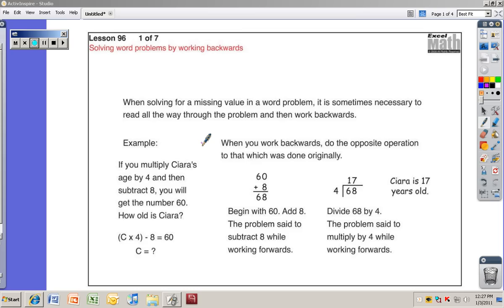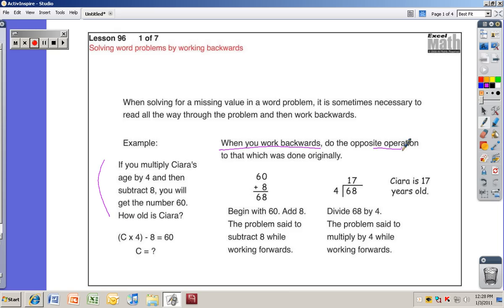When solving for a missing value in a word problem, it is sometimes necessary to read all the way through the problem and then work backwards. And here's the example problem right here. If you multiply Sierra's age by 4 and then subtract 8, you will get the number 60. How old is Sierra? When you work backwards, do the opposite operation to that which was done originally.